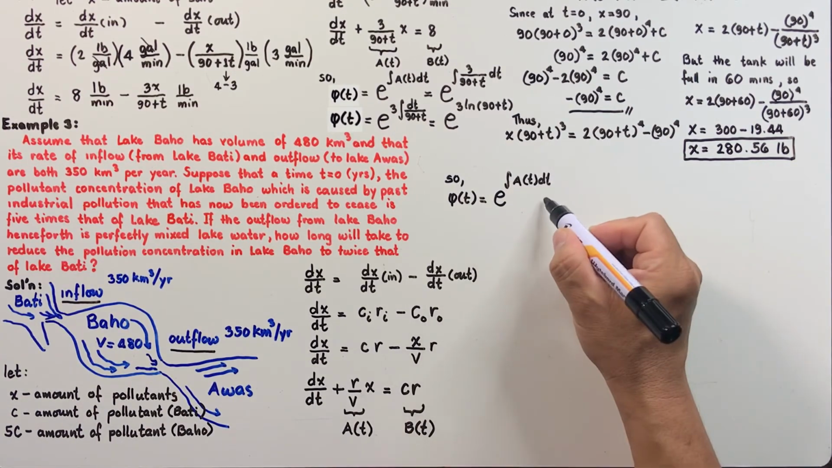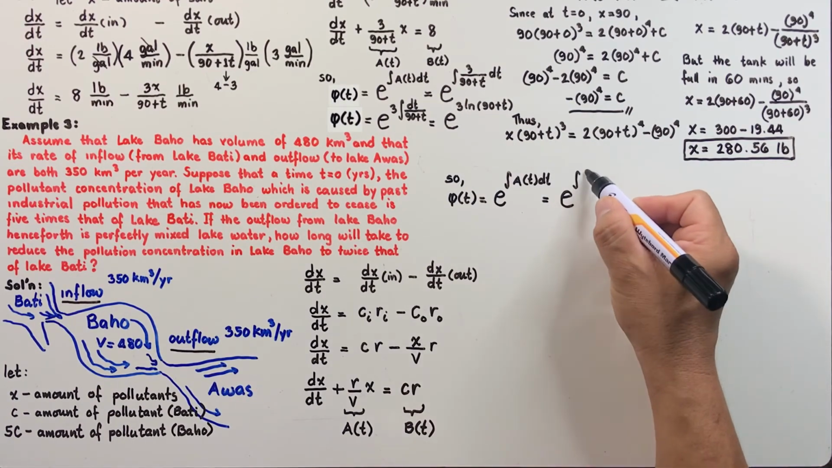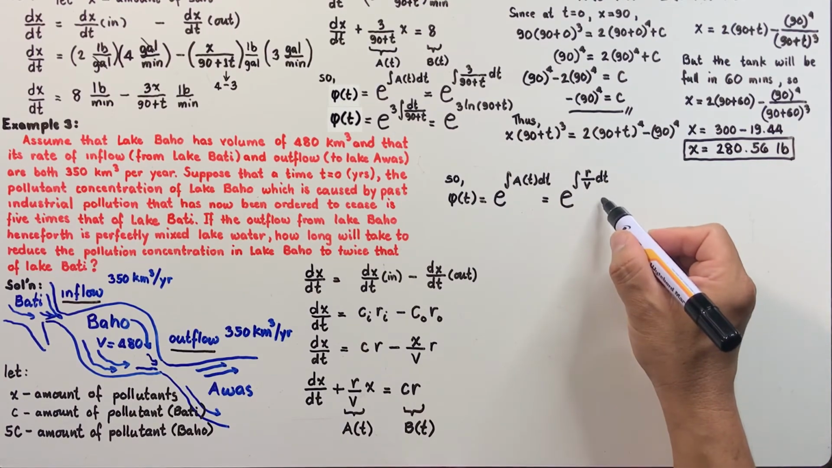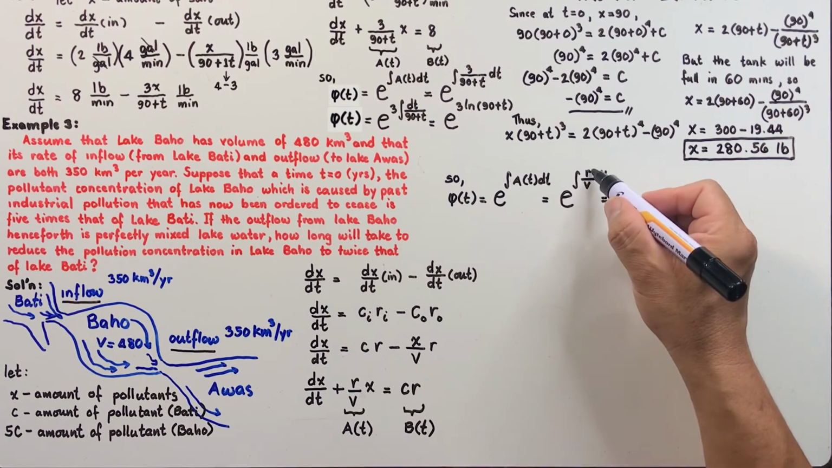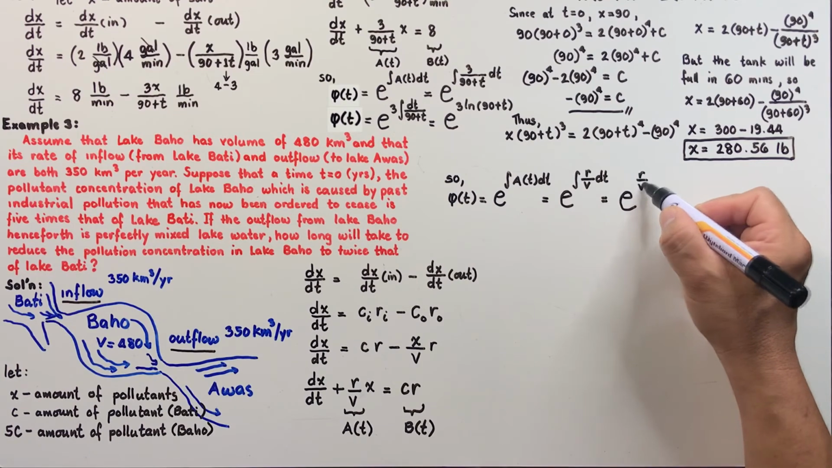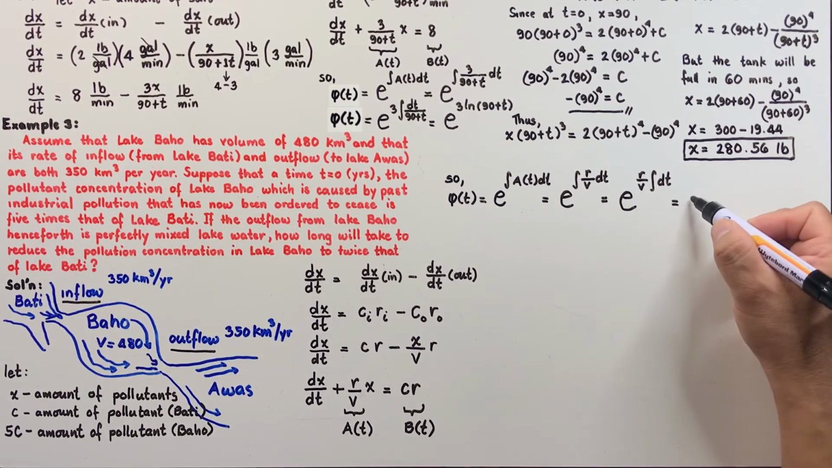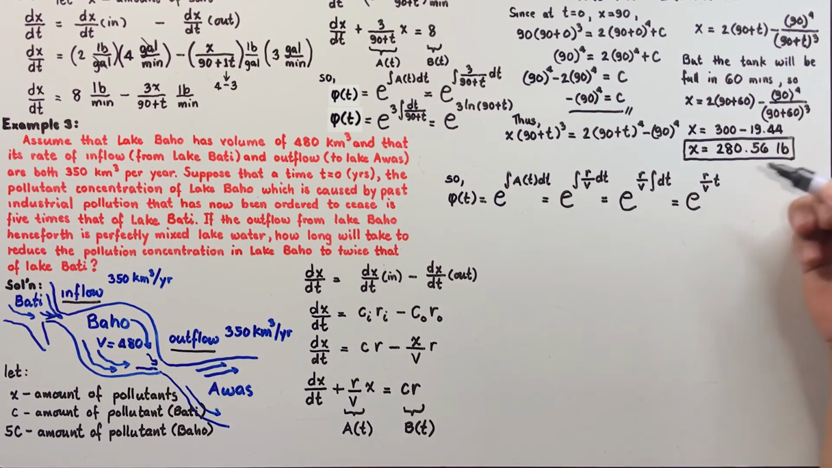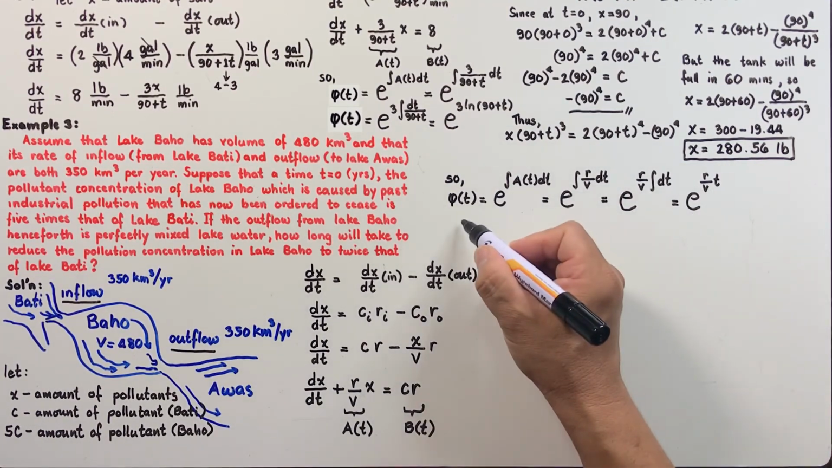And we know that our a(t) is r over v dt. So our variable of integration here is t. So we treat r and v as constants here. So e to the power r over v, if we factor that one outside, we have e to the power (r over v)t. So this is our integrating factor here.